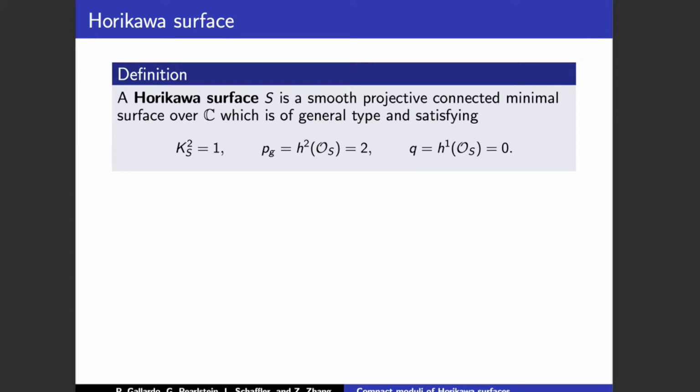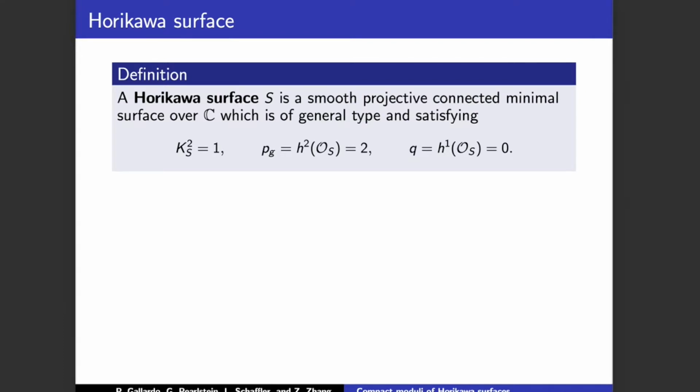And this is a surface of general type that satisfies the following properties. The square of the canonical class is 1. The geometric genus, which is the dimension of the second cohomology group of the structure sheaf, will be equal to 2. And the irregularity of the surface, which is the dimension of the first cohomology group of the structure sheaf, we want to vanish, to be 0. This is a fundamental example in the study of the geography of surfaces of general type. These surfaces lie very close to the Noether line and were studied by Horikawa back in the 70s.